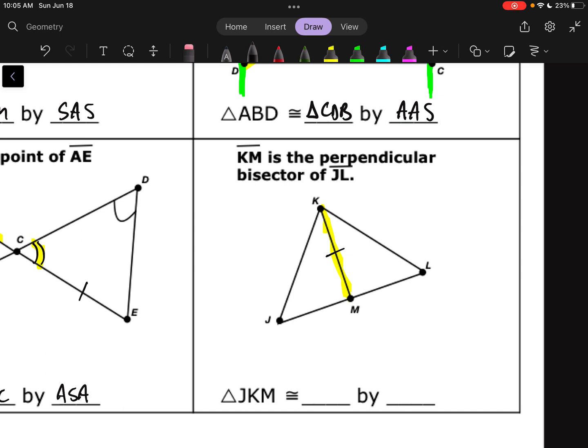Well, if you remember your special segments, perpendicular bisectors do two things. They make right angles, so that's one other congruent thing. And then they also bisect the side, so that means that those have to be the same. So that's our three congruent things. JKM would be congruent to LKM, and the reason would be side, angle, side.